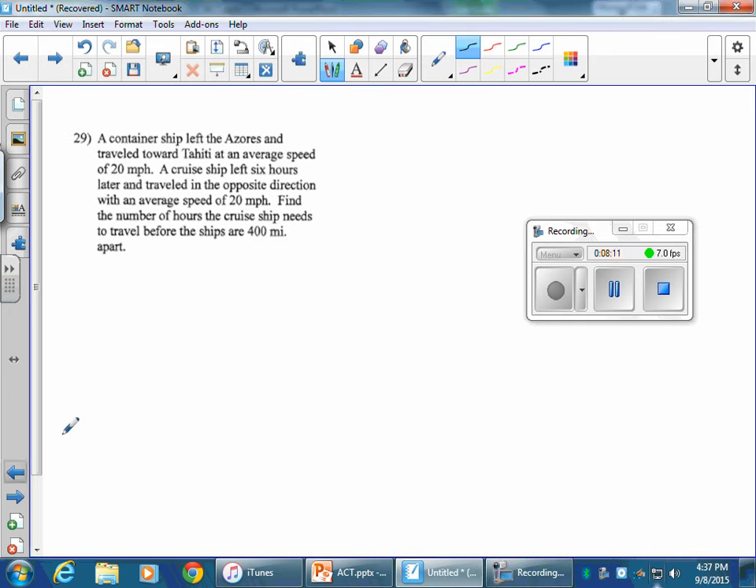All right, problem 29. A container ship left the Azores and traveled toward Tahiti at an average speed of 20 miles per hour. A cruise ship left 6 hours later and traveled in the opposite direction with an average speed of 20 miles per hour. Find the number of hours the cruise ship needs to travel before these ships are 400 miles apart. So I need them to be 400 miles apart.